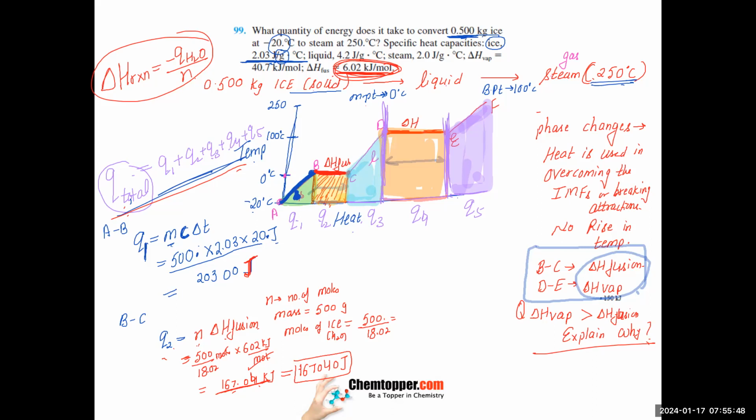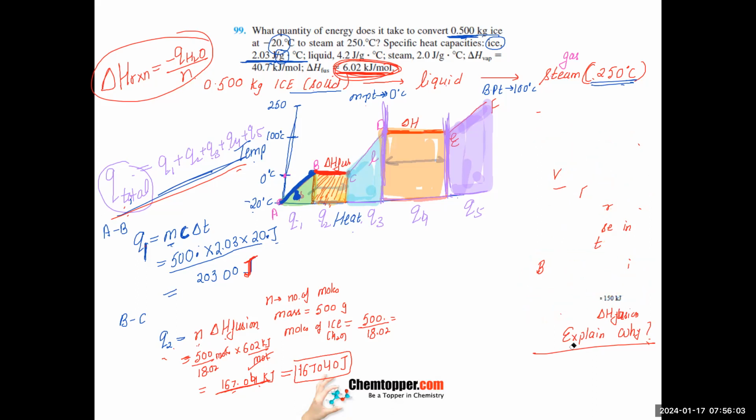Ariba, good. So this is Q1, this is Q2. The way I calculated Q1, Q2, now you people are going to help me with Q3, Q4, Q5. Ready? Let's do it. Ready for Q3? So what is happening during Q3? The phase is not changing, but temperature is changing. And it is liquid.